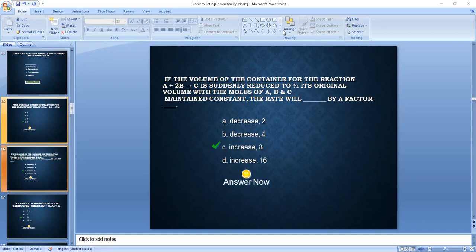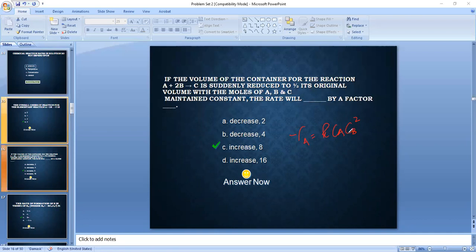Do you get the explanation of Joshua? I'll write it here. I will annotate. Very good, Joshua. So this is it. Your rate is equal to k C sub A C sub B squared, as it is written here, based on the stoichiometric equation. Now, you have the original concentrations of A and B, right? Let's say, for example, 2 moles per liter of A, and 2 moles per liter of B.